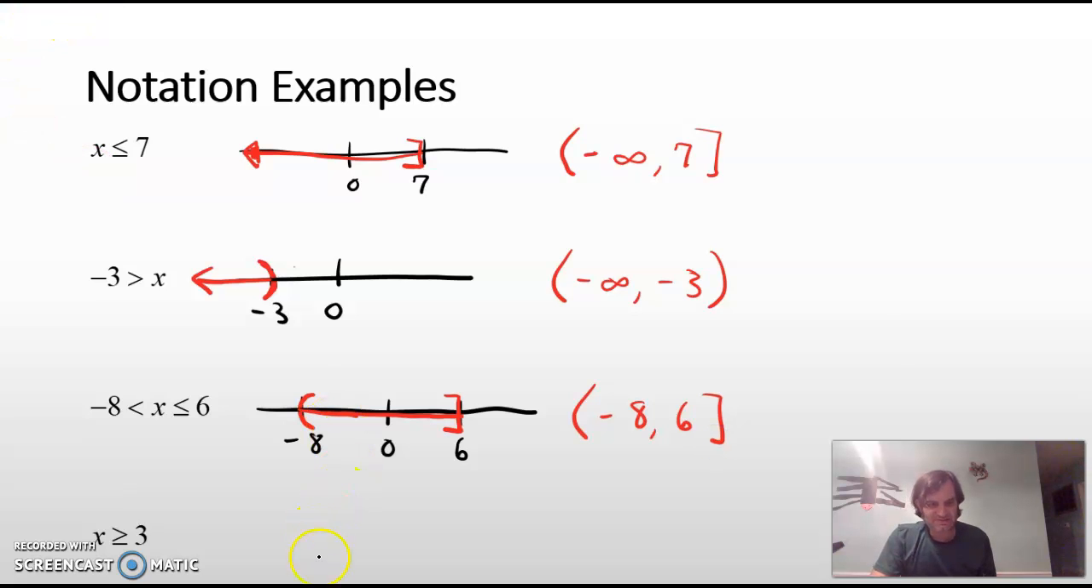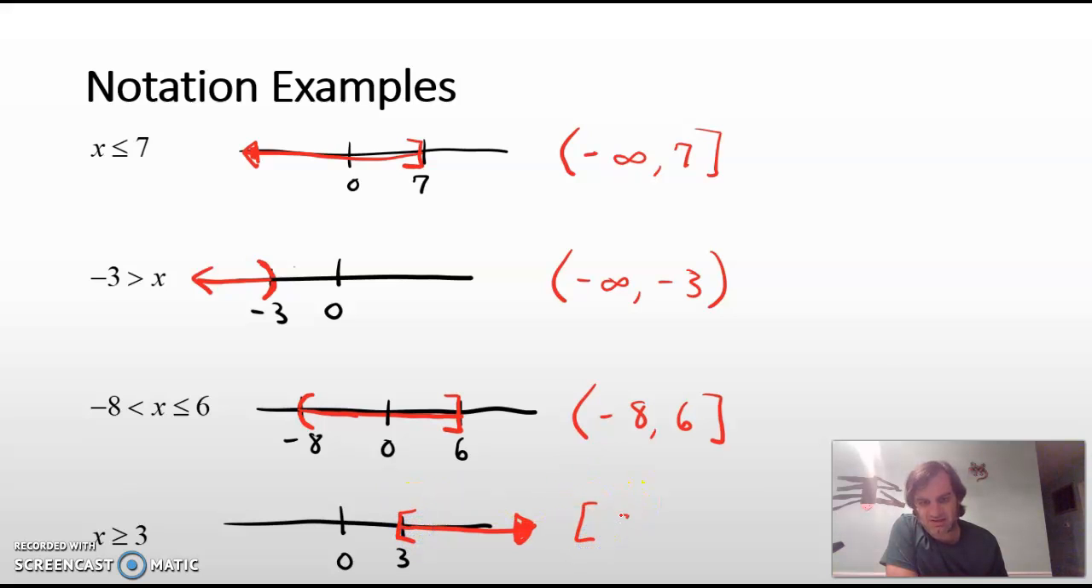And one last one here. X is greater than or equal to 3, so we'll put 3 to the right of 0. X is greater than or equal to 3. So we'll be going to the right of 3 forever. So there's an arrow to the right of 3, and greater than or equal to, so we'll put a bracket there. So it will look like bracket 3, infinity, parentheses. And then you'll get some practice on this.